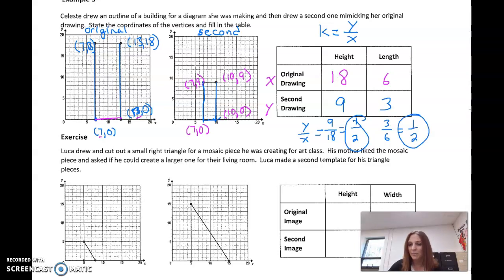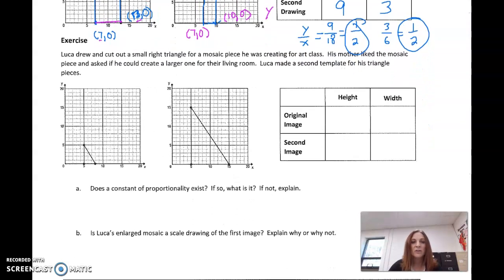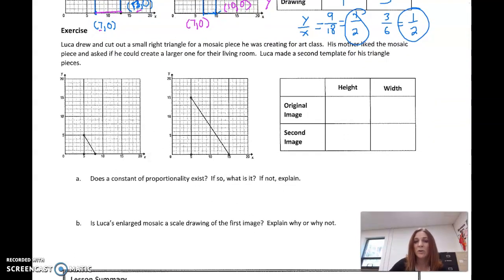Let's get one more example. Now we have Luca here. He drew out a small right triangle. He's creating art class. So this is the original right here.